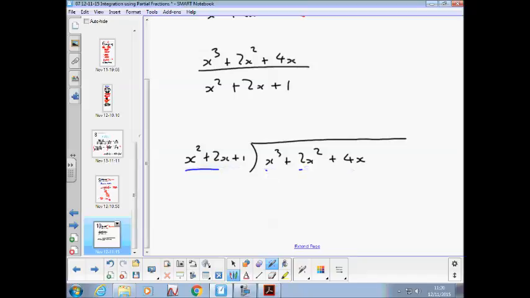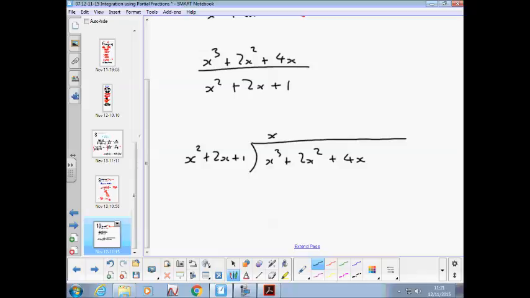And what we do is we focus on just the highest power of x, x squared, and ask ourselves the question, what have I got to multiply x squared by to get x cubed? Answer, x. Because x squared times x is x cubed. So, how many times does this go into this? Focus on this bit and this bit, the highest power in the denominator and the highest power in the numerator. What have I got to do to x squared to get x cubed? Multiply by x. So that's what goes at the top.